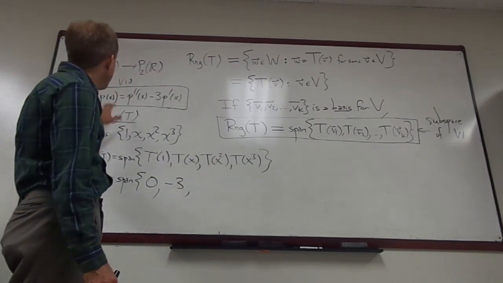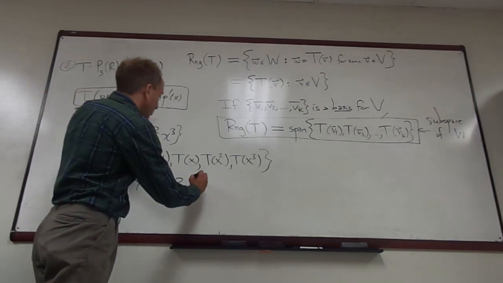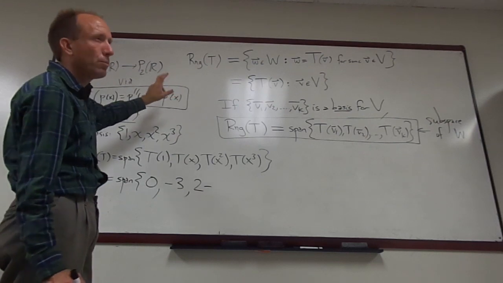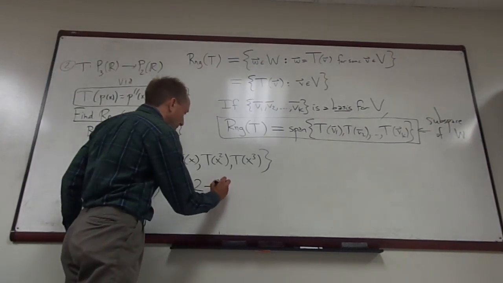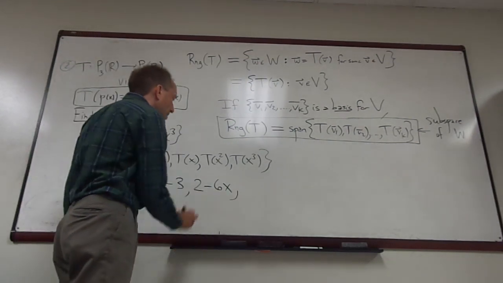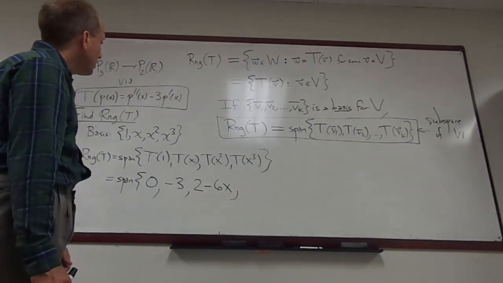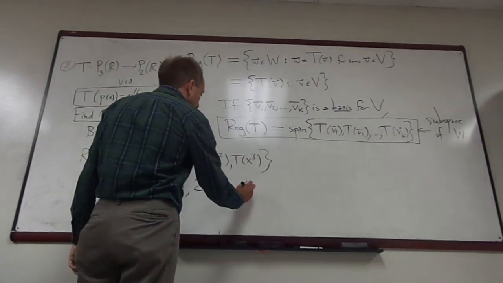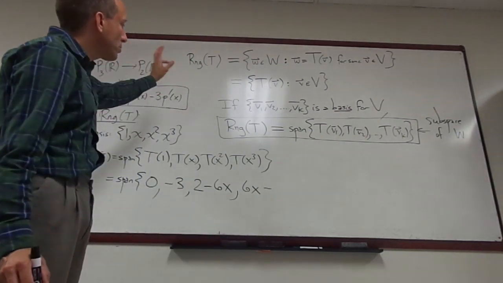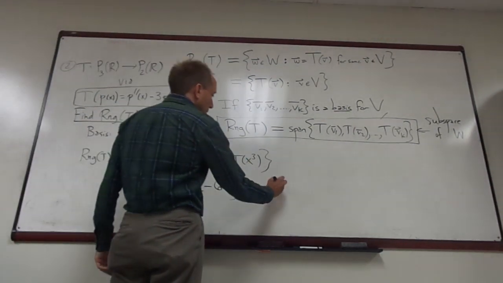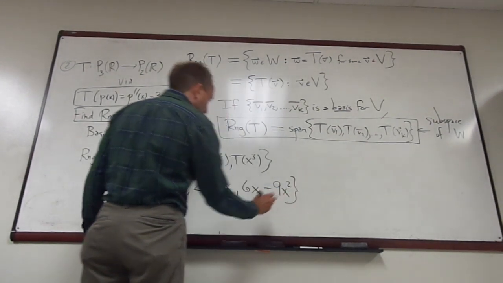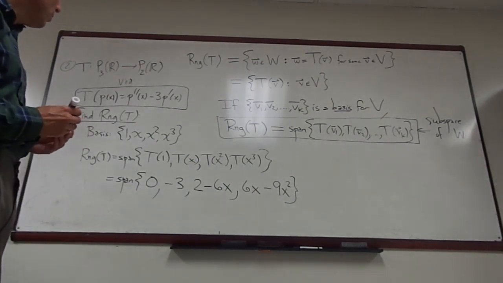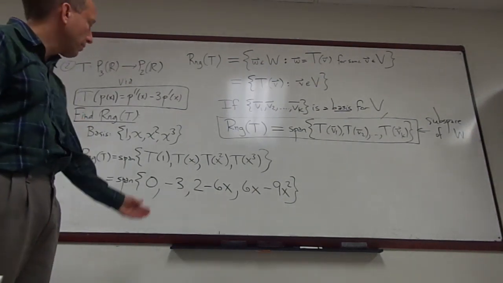X squared. If I transform x squared, I've got to take two derivatives of it. Two derivatives of x squared is actually 2. Minus 3 times one derivative of x squared. One derivative of x squared is 2x, and we're multiplying that by 3, so 6x, which we have to subtract. And then the last one, T of x cubed: I have to take two derivatives of x cubed, which is 6x, and then minus 3 times one derivative of x cubed, which is minus 9x squared. I think everybody can probably handle that. So if I ask you what's the range of T, you could literally just say, there it is.